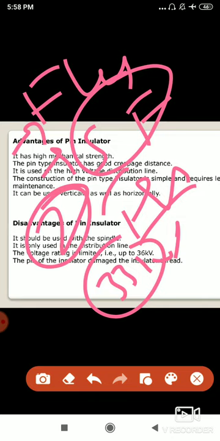And what are the disadvantages? It can be used for a distribution system only, not for a transmission system. The second one is that whatever pin you are using, if there are any cracks, definitely the insulator will get damaged. So we need to take care of the pin which is connected to the cross arm. Alright, so this is used for less than 33 kV. Beyond that it is not economical. This type of insulator doesn't withstand that much stress at such voltages, right? So this is about the pin type insulator.